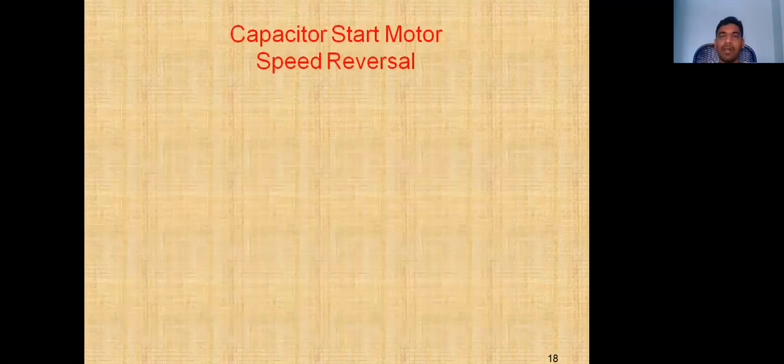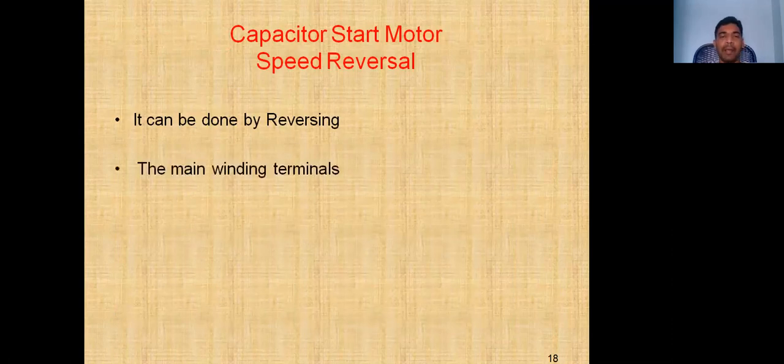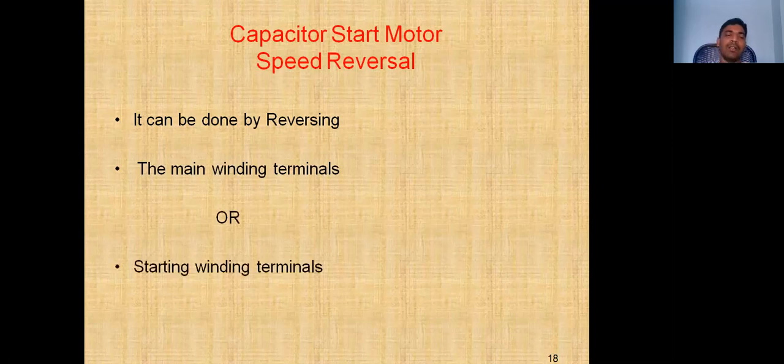Capacitor start motor speed reversal can be done by reversing either the main winding terminals or the starting winding terminals. You can change any one but not both.